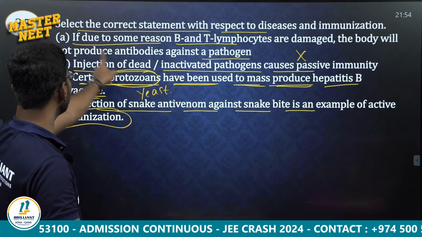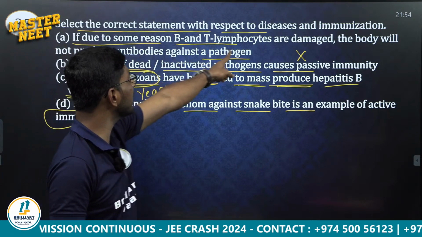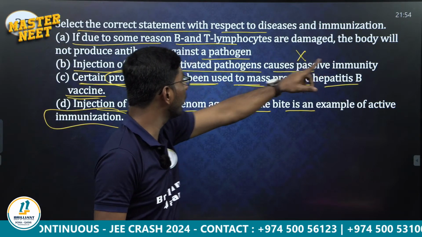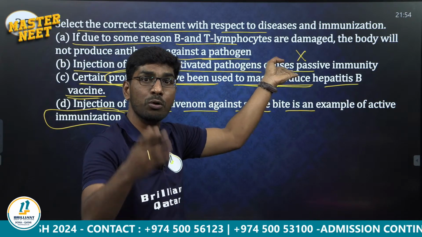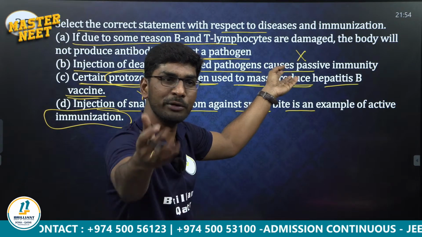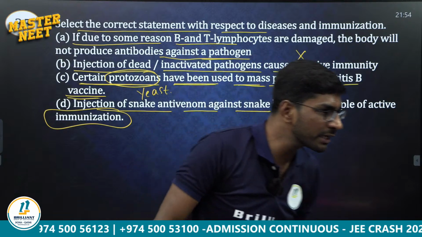The right answer is, due to some reason, if B T lymphocytes are damaged, the body will not produce antibodies, because B lymphocytes only going to produce the protein, immunoglobulin protein. So C that given.